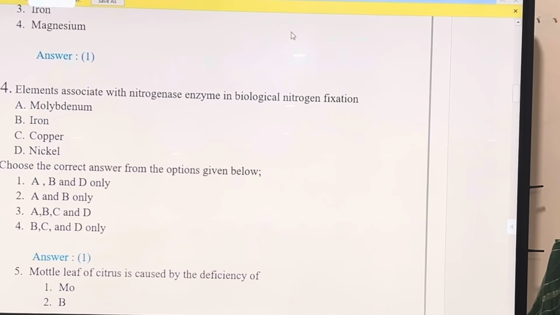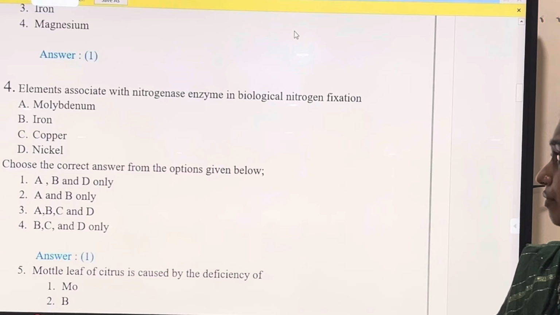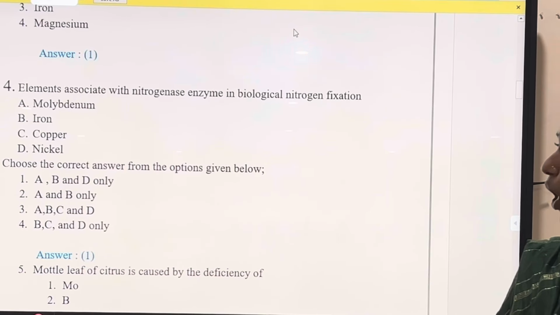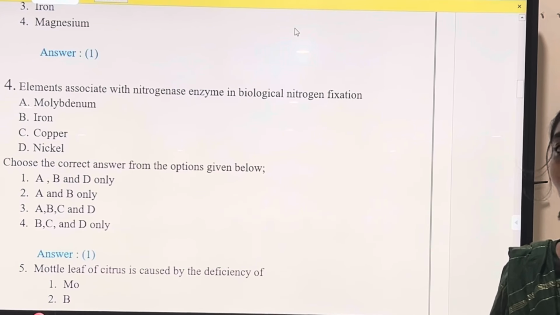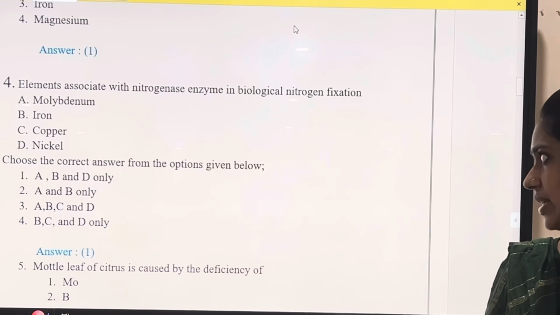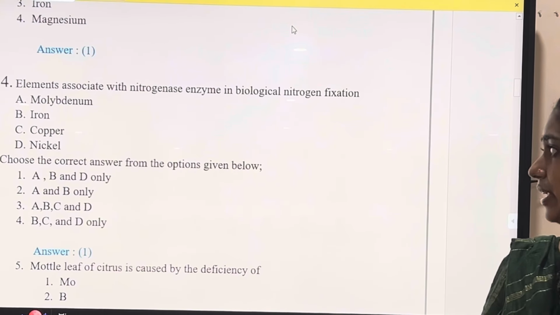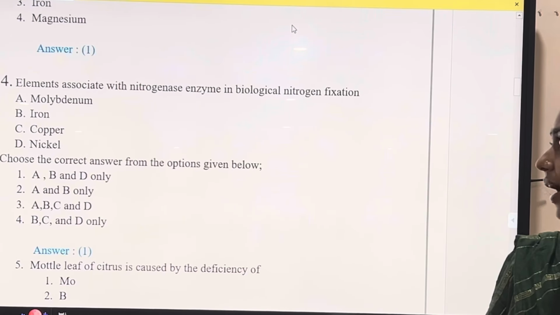Many of you will know that for the working of the nitrogenase enzyme, molybdenum is a requirement, but along with molybdenum, iron and nickel are also involved in the activity of the nitrogenase enzyme. So the answer becomes option one, which includes molybdenum, iron and nickel.